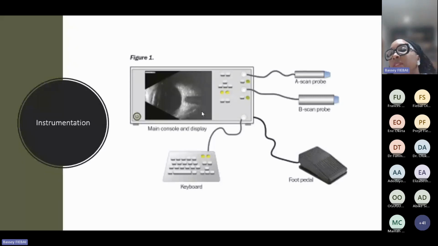Just to note that the probe is the most important part of this instrument. If anything happens to the probe, that's the end of the machine, and it's very expensive.